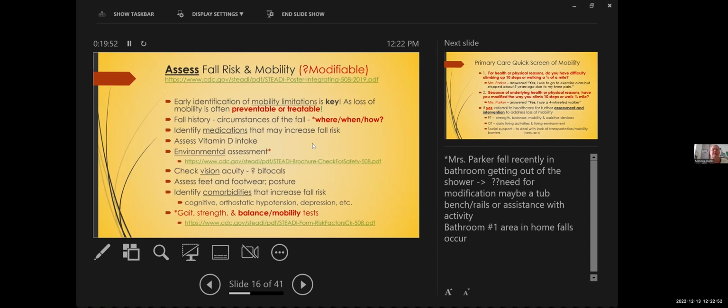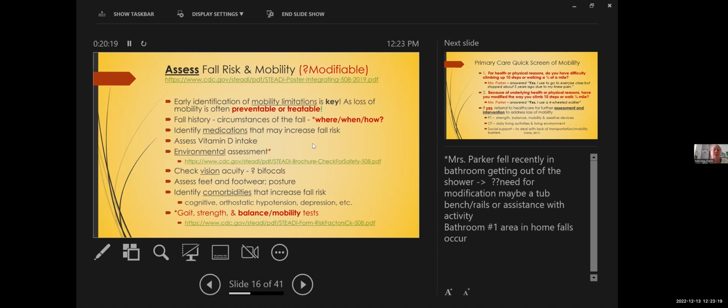The CDC has some guidelines to do a home checklist that you can use. Check vision acuity. Is she using bifocals that might be causing some issues with her moving? Somebody already mentioned checking her footwear. Is she wearing slip-on slippers that don't give her good support? Maybe looking at her posture.